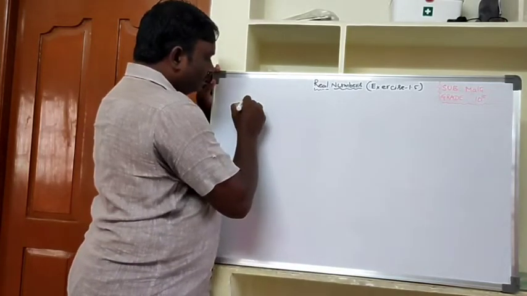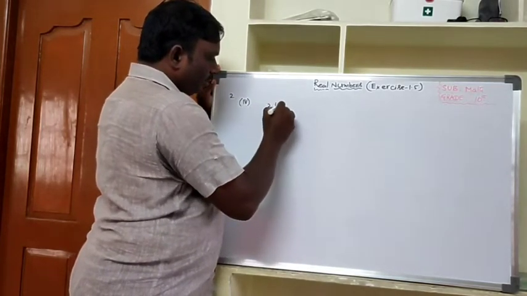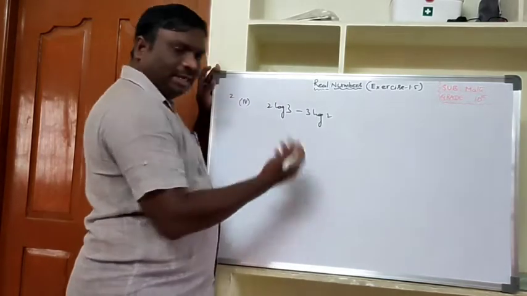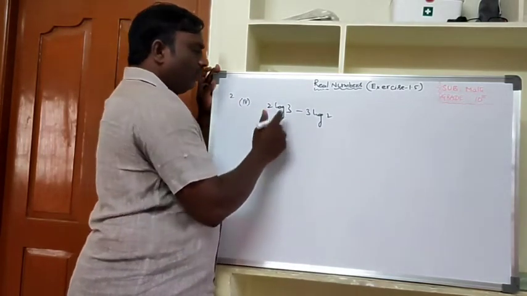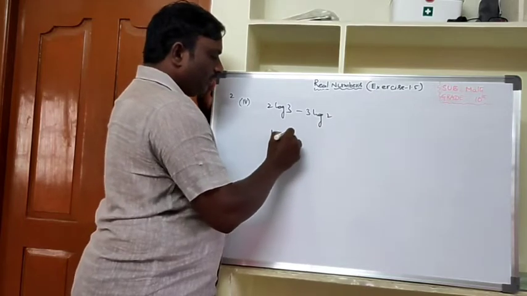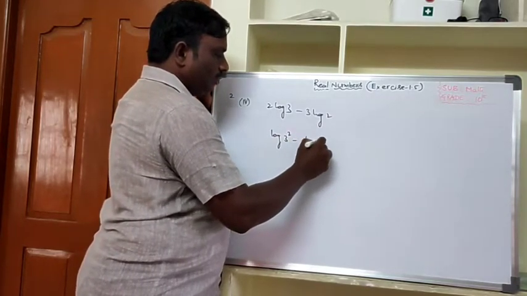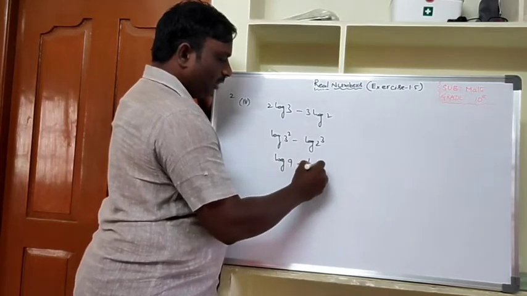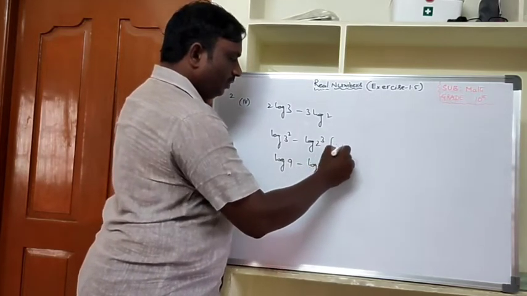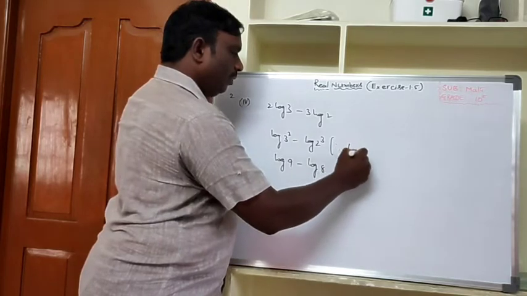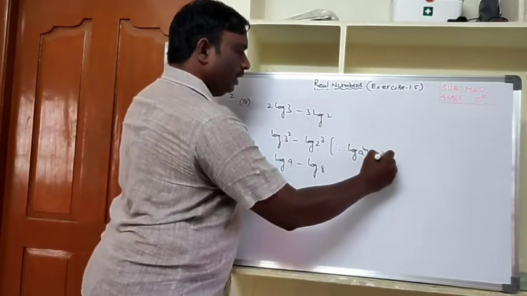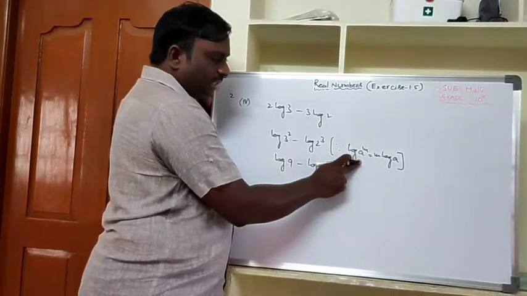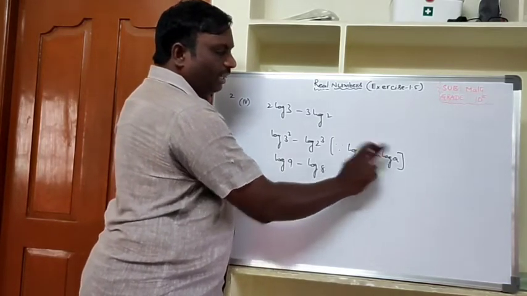2 log 3 minus 3 log 2 as a single logarithm. Here 2 is multiplied. When it goes inside, log 3 square minus log 2 cube. So log 9 minus log 8. How can we write this? Log a power m, power rule, is m log a. When it is m log a, we can write it in this form. When it is log a power m, then we can write m log a.